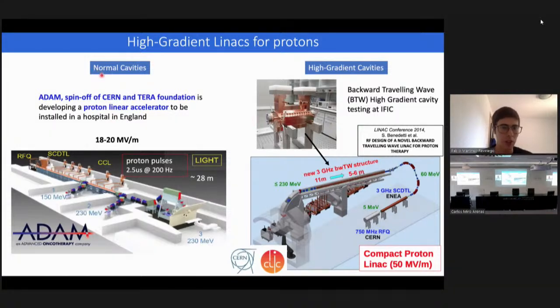One of them uses normal cavities, with gradients around 18 to 20 megavolts per meter. You can see over here the schematic of the accelerator that they want to build. And there is another project using high gradient acceleration cavities, which are these cavities over here, which can reach a gradient of around 50 megavolts per meter. And this will allow us to decrease the length over here from 11 meters to just 5 to 6 meters. And this is the cavity that we are testing in our laboratory.